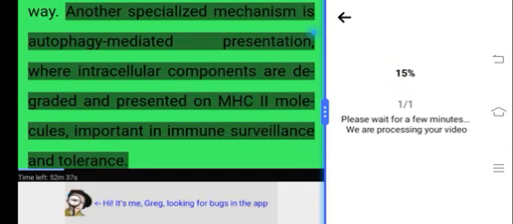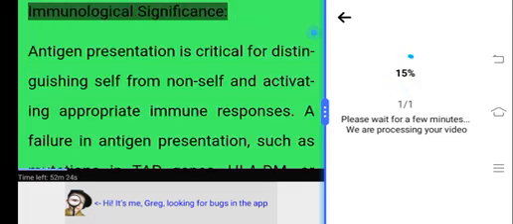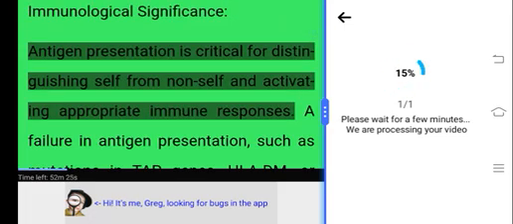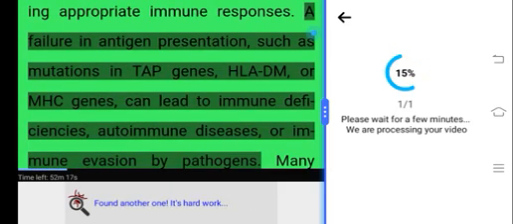Another specialized mechanism is autophagy-mediated presentation, where intracellular components are degraded and presented on MHC II molecules, important in immune surveillance and tolerance. Immunological significance. Antigen presentation is critical for distinguishing self from non-self and activating appropriate immune responses. A failure in antigen presentation, such as mutations in TAP genes, HLA-DM, or MHC genes, can lead to immune deficiencies, autoimmune diseases, or immune evasion by pathogens.